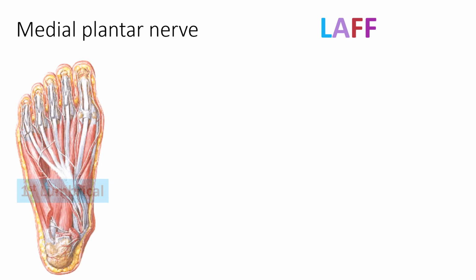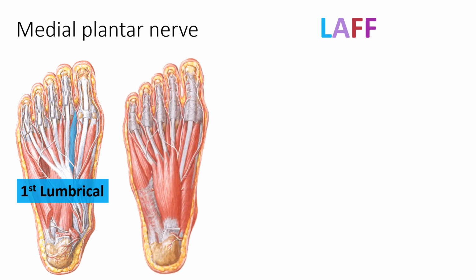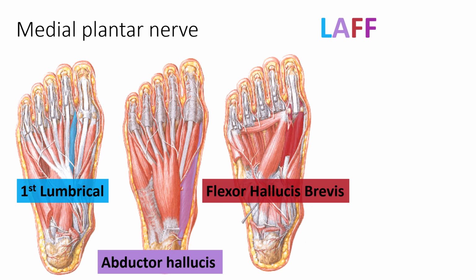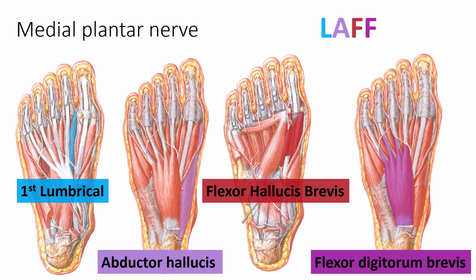All right, and I just wanted to leave you with one last mnemonic. We're going to talk about muscles in the foot that are innervated by the medial plantar nerve. Most of the muscles are innervated by the lateral plantar nerve, but there are just 4 muscles that are innervated by the medial plantar nerve. If you memorize these 4, then you know by default everything else is innervated by lateral plantar. The mnemonic for this is LAFF, L-A-F-F. What that stands for is our first lumbrical, our abductor hallucis, our flexor hallucis brevis, and our flexor digitorum brevis.